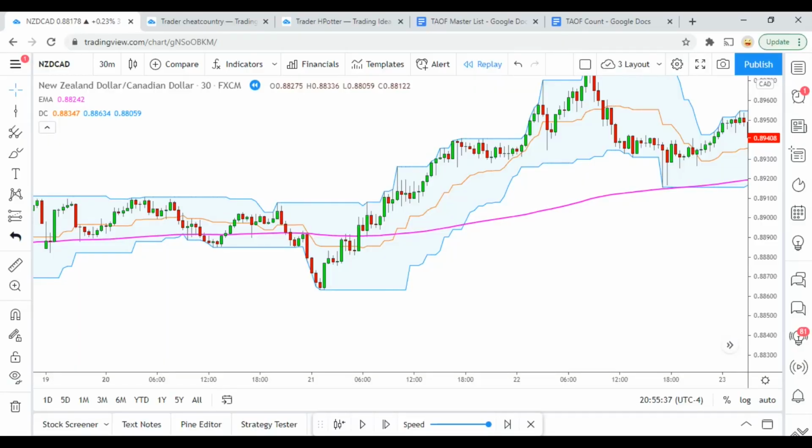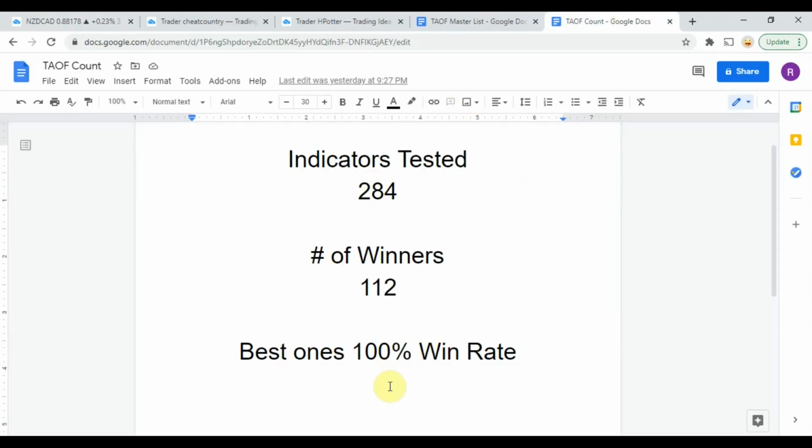Alright, as I said, today we will be taking a look at the best Donchian channel trading strategy. Before we do though, I wanted to put the indicator scoreboard up for everyone to see. To date, we have tested 284 indicators, and out of those, 112 of them have been winners, which means that they have met or exceeded the 60% win-loss ratio threshold that we have set for them. The best ones so far were able to achieve a 100% win rate.